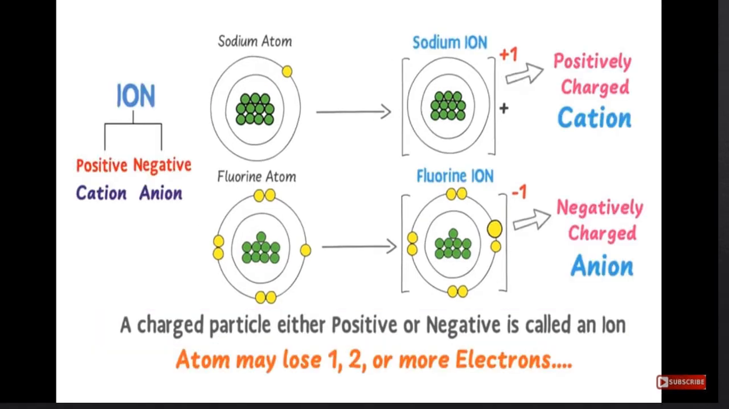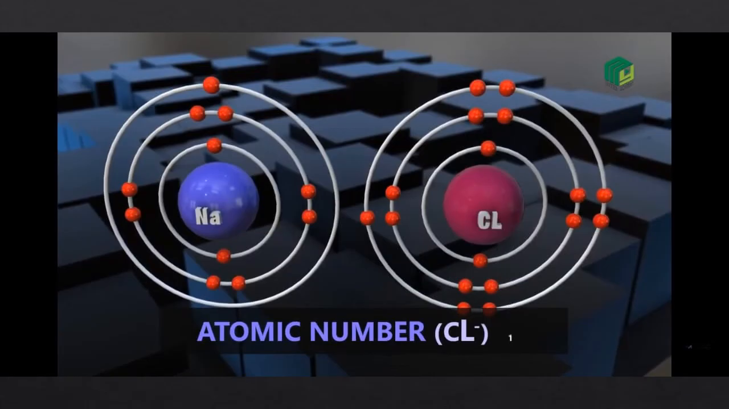Ions are of two types, positive and negative. Positive ions are called cations: when sodium loses 1 electron, it becomes a positively charged ion called a cation. And when fluorine gains 1 electron and becomes a negatively charged ion, it is called an anion. An atom may lose 1, 2 or more electrons easily.